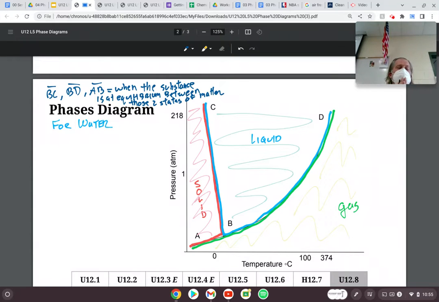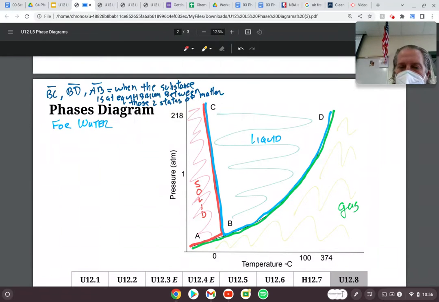And what I mean by that is that from line BC, anywhere along that line, when the conditions are what they are, the pressure is something and the temperature is something, that substance can be a solid and a liquid at the same time. If you take a chunk of ice and you put it on the table and you watch it melt, there's a point in time where you have water and solid at the same time in the same cup. Does that make sense? That's what we're talking about at equilibrium, where they're at the same temperature and at the same pressure. There you have the opportunity for water to be solid and liquid at the same time.